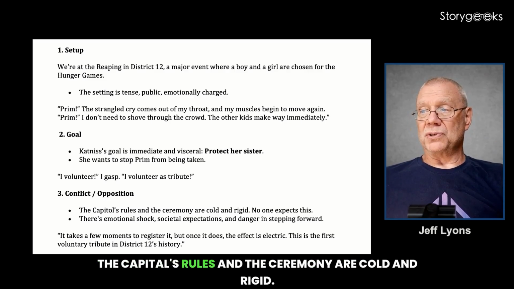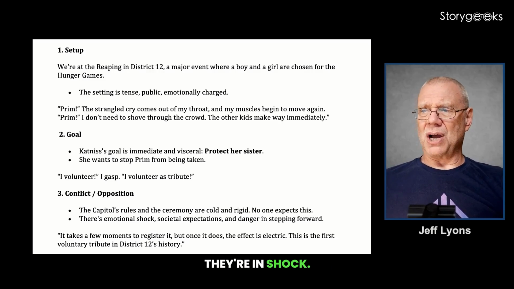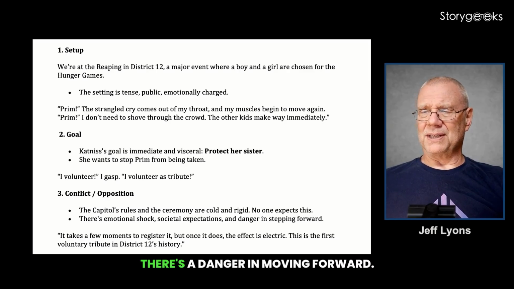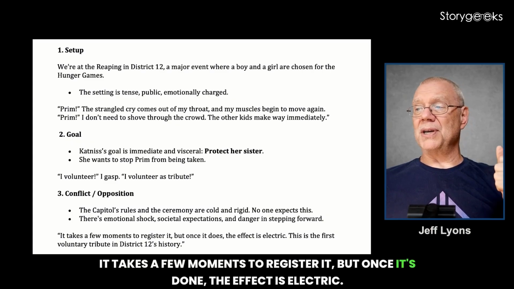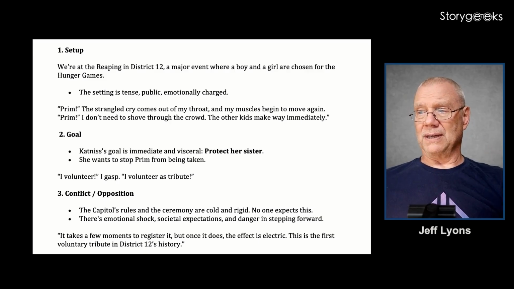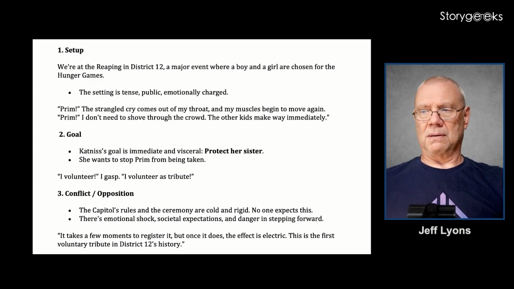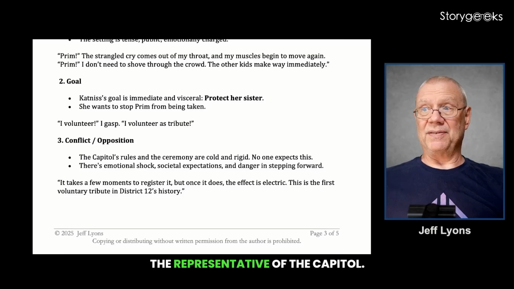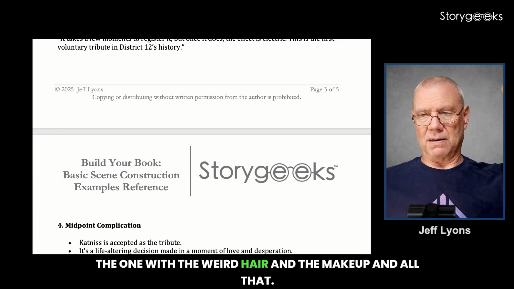The Capitol's rules and the ceremony are cold and rigid. No one expects this. They're in shock. Expectations are subverted. There's a danger in moving forward. It takes a few moments to register, but once it's done, the effect is electric. Right? This is a clear us against them moment, and we know who the opposition is: the representative of the Capitol, the one with the weird hair and the makeup and all that.